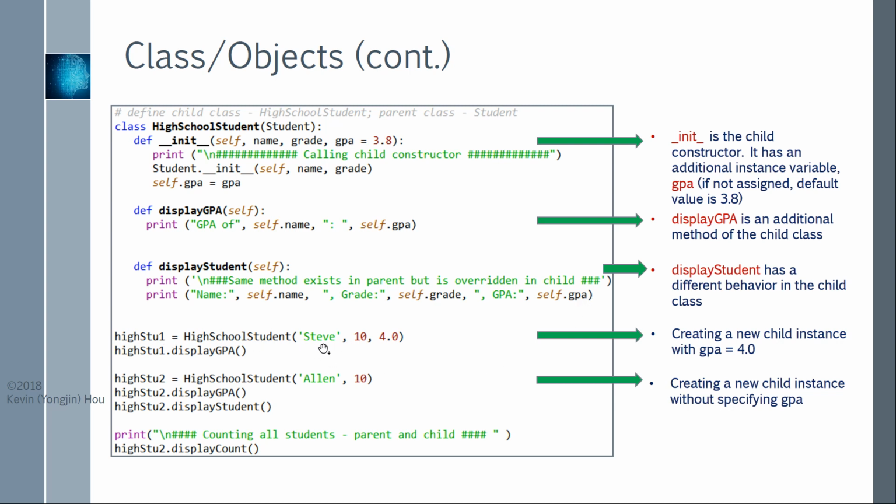Now here, we actually created two instances of the high school student. The first one was Steve as a name, 10 as a grade, and GPA 4.0. Then we call the display GPA function of student 1. Then we create a second instance of the high school student. Now we have a name Alan, 10 grade, but we do not have a GPA, right? So what's going to happen? The GPA will be 3.8, right? Because it's the default value for this argument. Then later we will call some functions associated with the second high school student. Eventually we'll also have printing in the end.